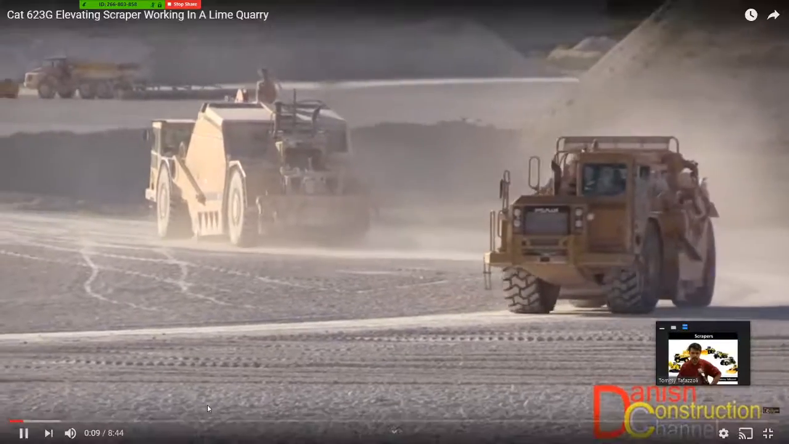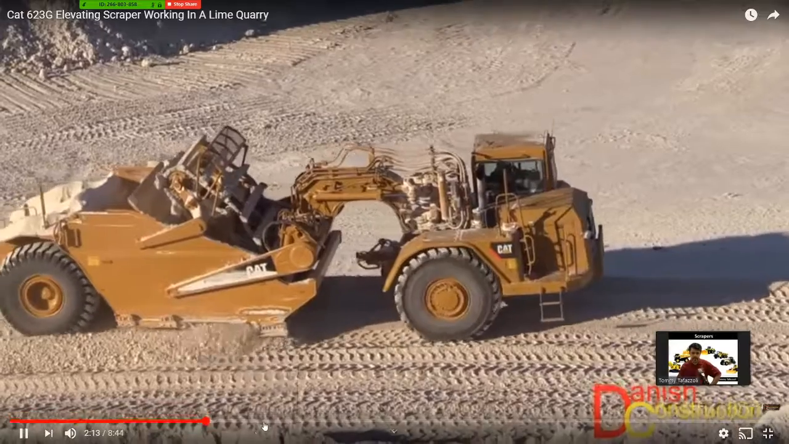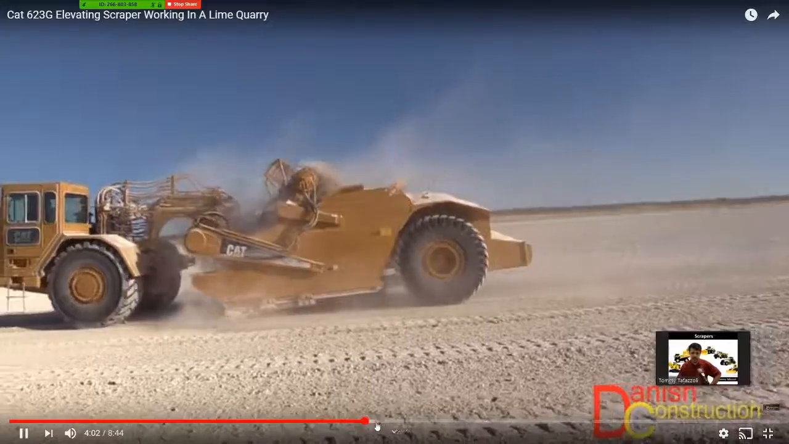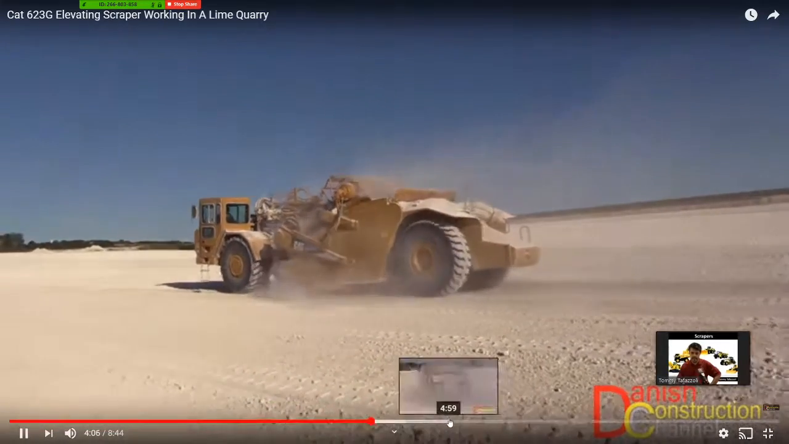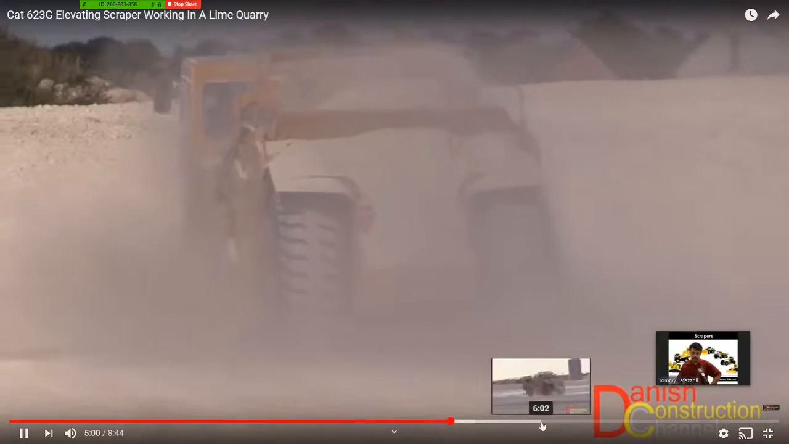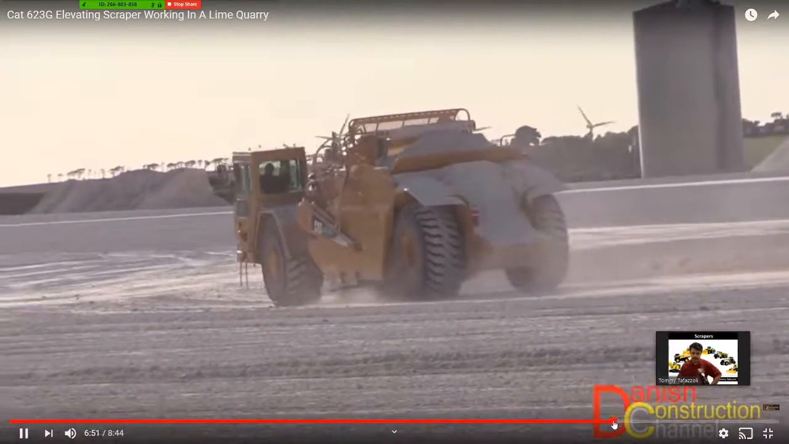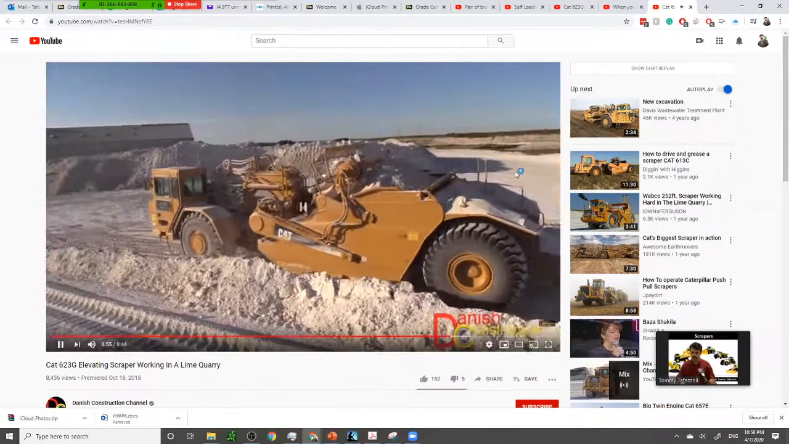As you can see, they're almost fast. They can elevate the load by themselves using this mechanism. Okay, so this is how they are structured.